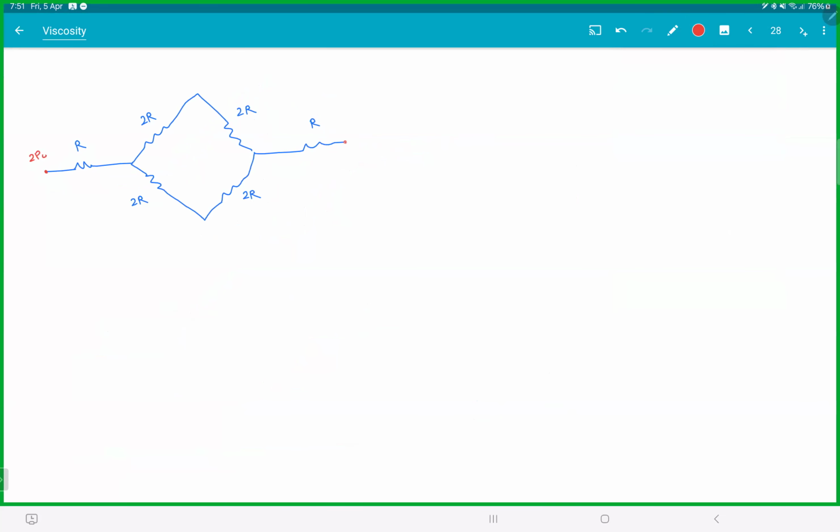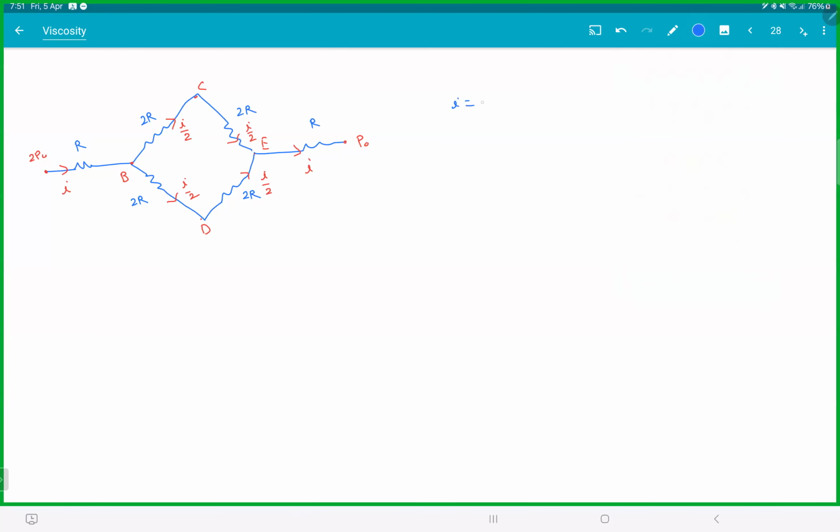So this is 2P naught, this is P naught, this guy is B, C, D, and D. Now see, let the current flow be I. So that current flow will split here I by 2 by symmetry. This also will be I by 2. This also will be I by 2. This also will be I by 2, and I comes out.